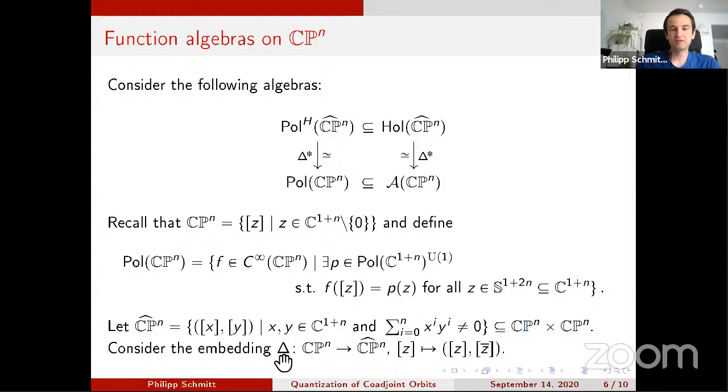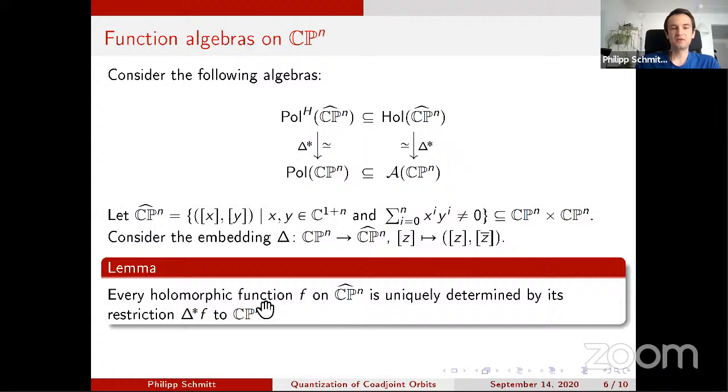Okay, so we have this embedding of CPN into some larger complex manifold. And now we can essentially just look at the restriction of all these holomorphic functions on this extended CPN back to CPN. So we take a holomorphic function on this extended CPN, and then it turns out that it is already uniquely determined by its restriction to the regular one. You might know this from complex analysis and several complex variables: if you have a holomorphic function, then it's already uniquely determined by its restriction to the anti-diagonal.